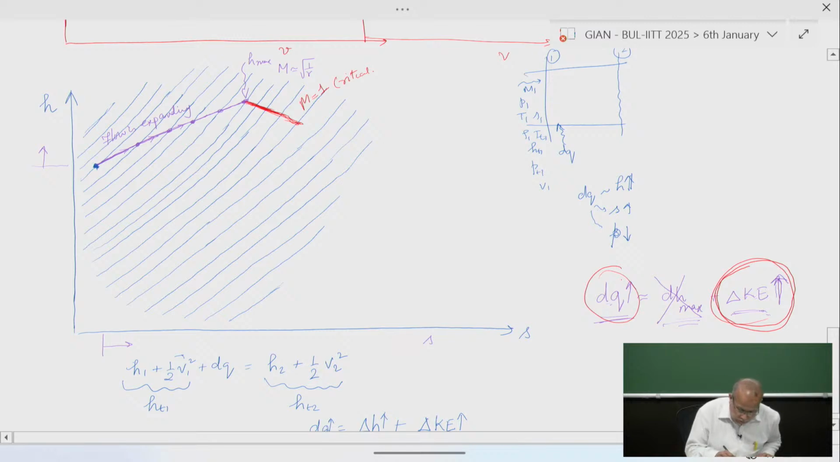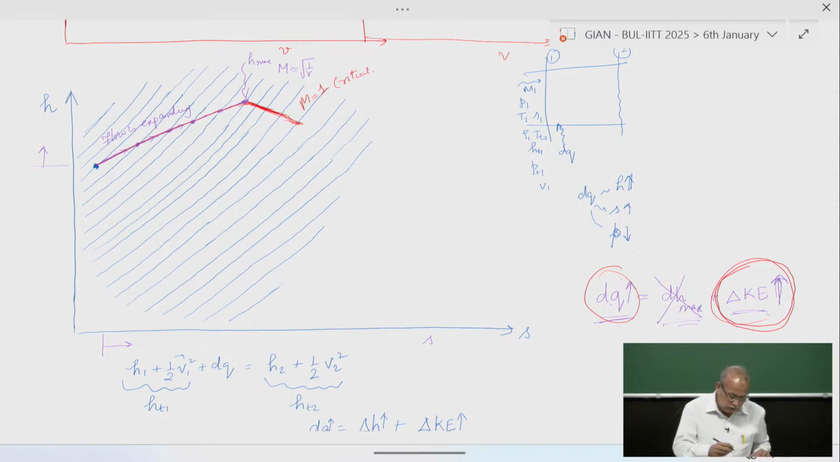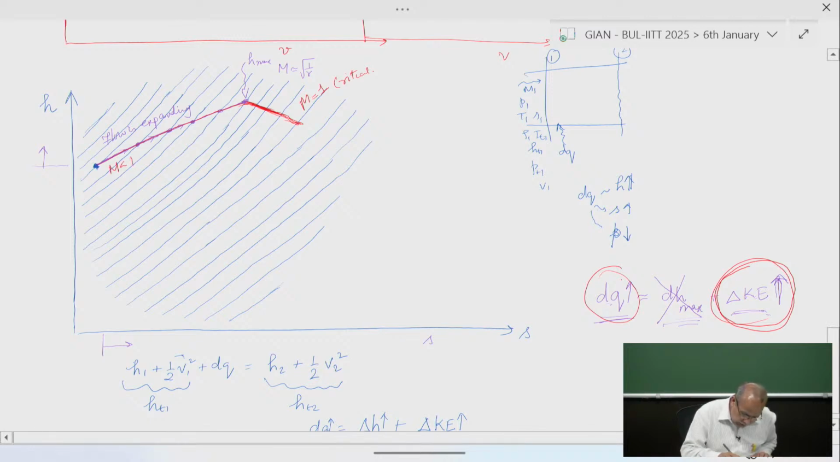So now we can see that the effect of heat addition is on a subsonic flow, because it is accelerating and reaching M equal to 1. So here it is M less than 1. Addition of heat will cause a subsonic flow to accelerate to reach H max and then continue to accelerate until it reaches the critical point, M equal to 1.